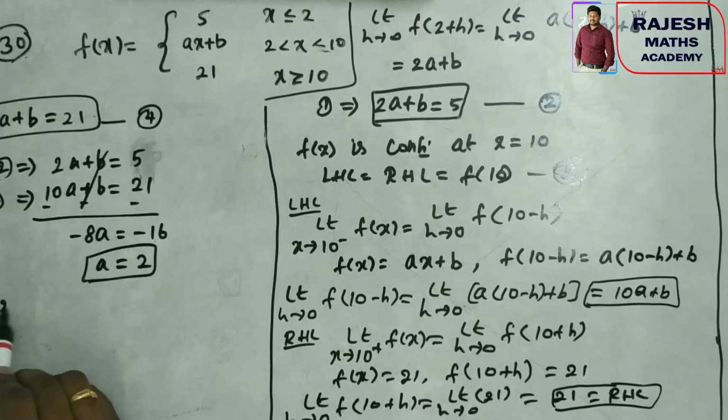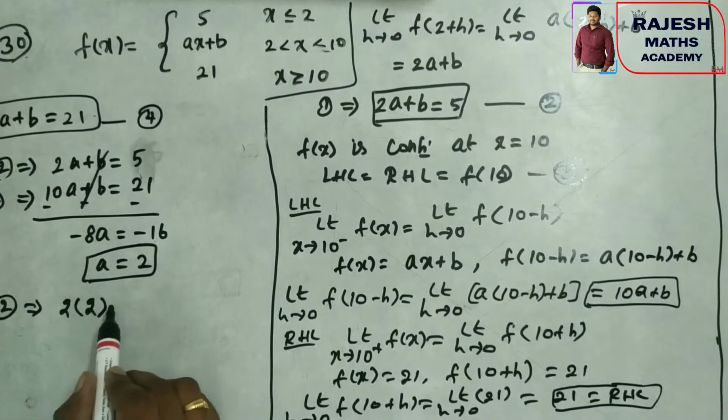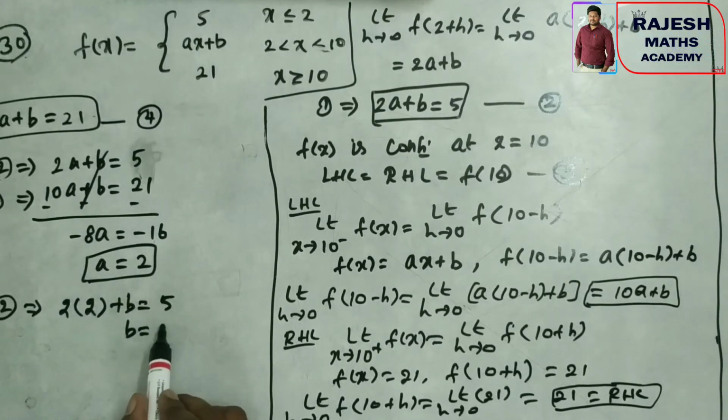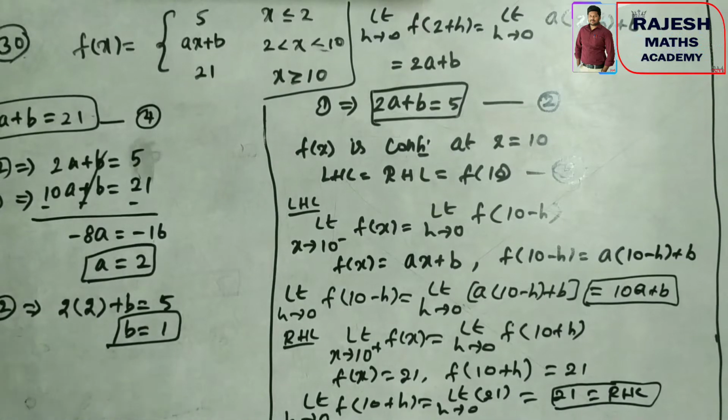Substitute in any one equation. So the second equation implies 2 times 2 plus B equals 5. So B value equals 5 minus 4, that is 1. So A value equals 2 and B value equals 1.